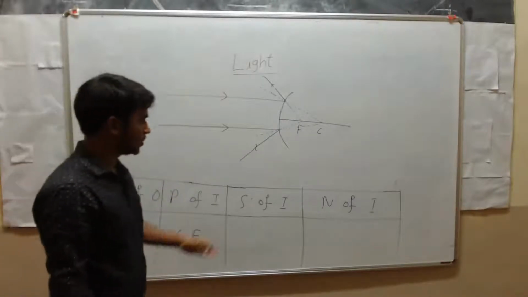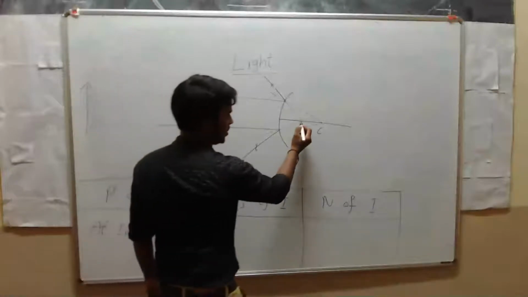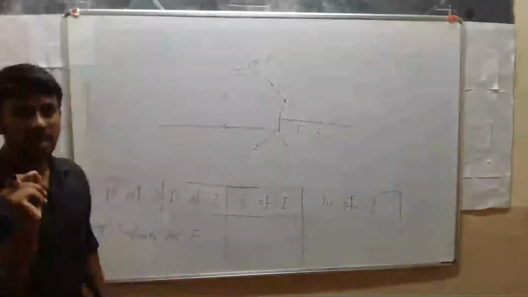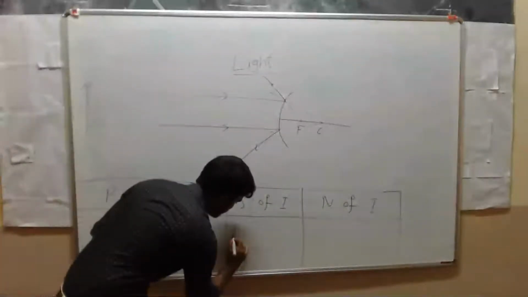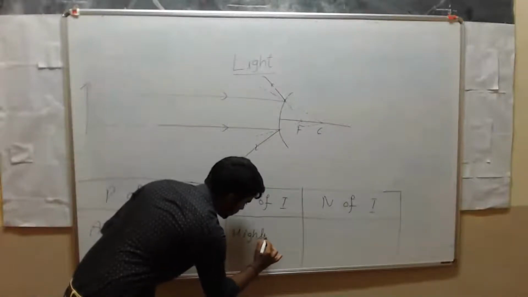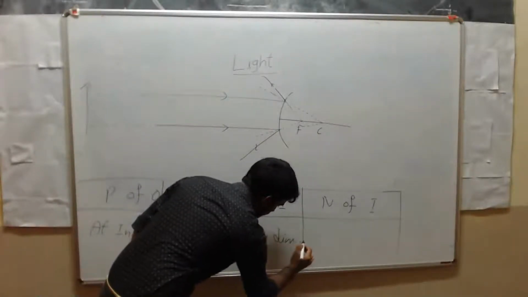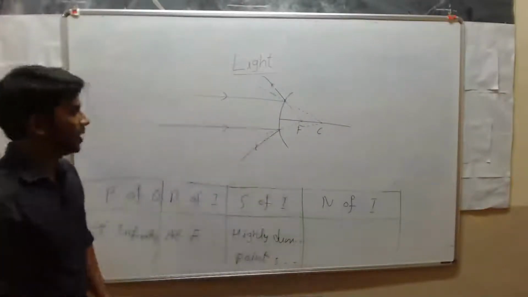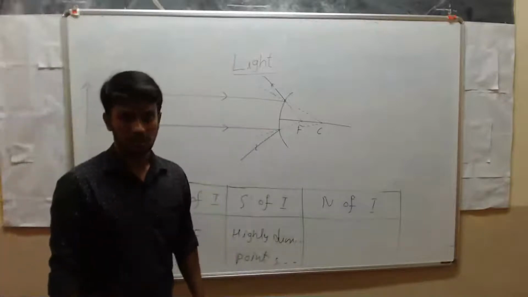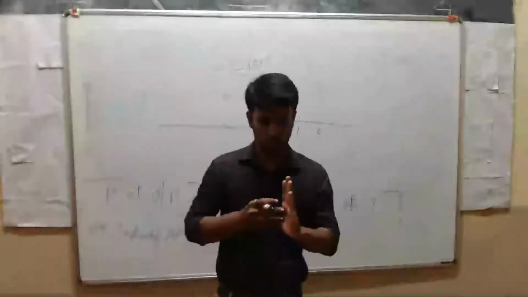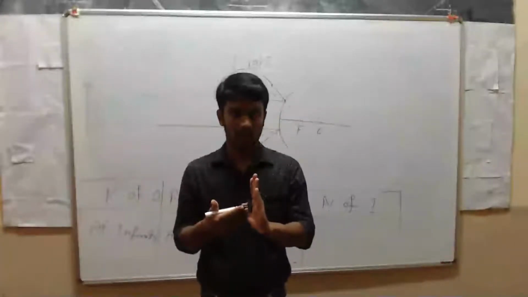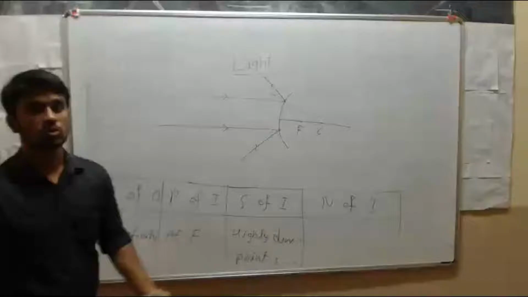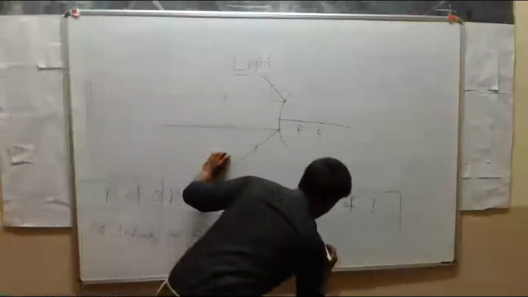Next, what about the size of the image? Just observe here: both the rays are meeting here, and we get the image here, which means it is highly diminished, point size. Next, what about the nature? In a convex mirror, if you pass rays of light, the rays appear on this side, so the nature of the image is virtual and erect, which means the image doesn't really exist.